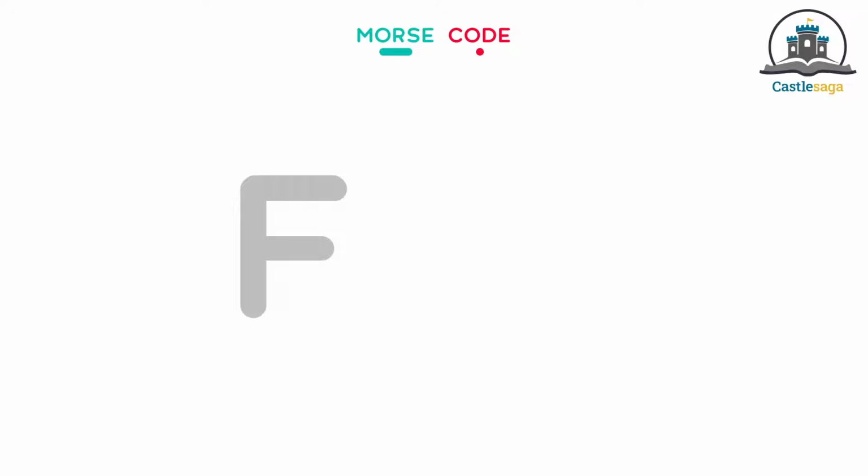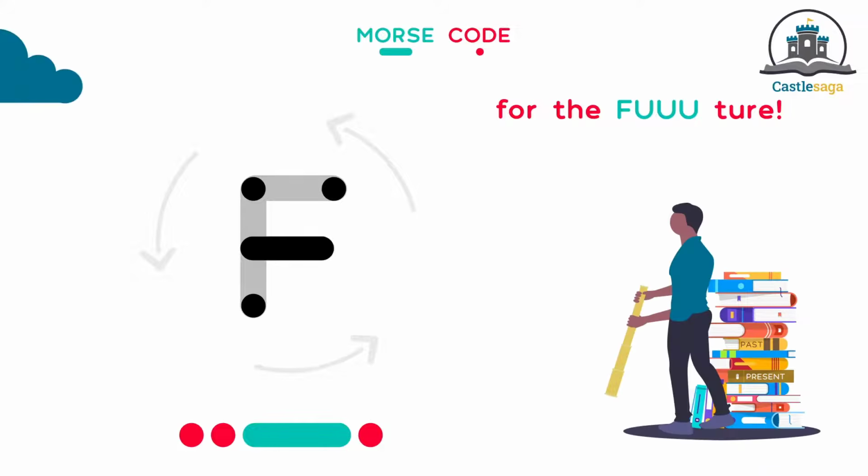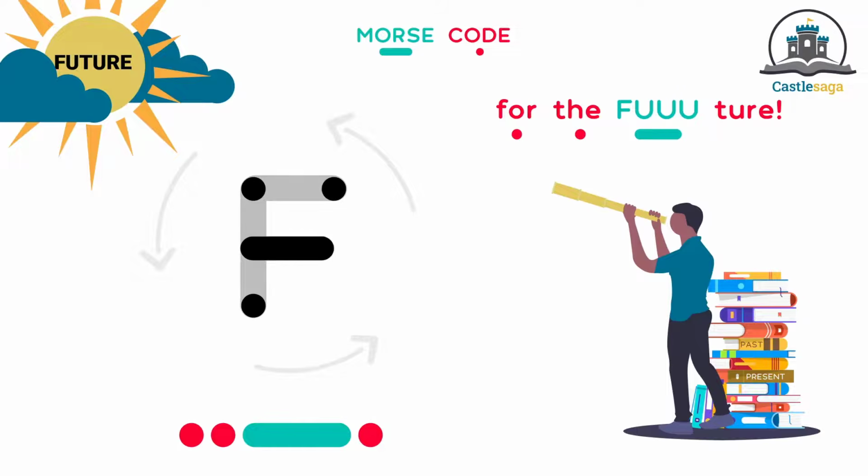Now, F is a little hard. So try to concentrate. It is dot dot dash dot. Remember it's counterclockwise. Again, dit dit da dit. And the rhyme for F is, for the future. If I ask you, why are you learning Morse code? You might say, to acquire a skill, for the future.